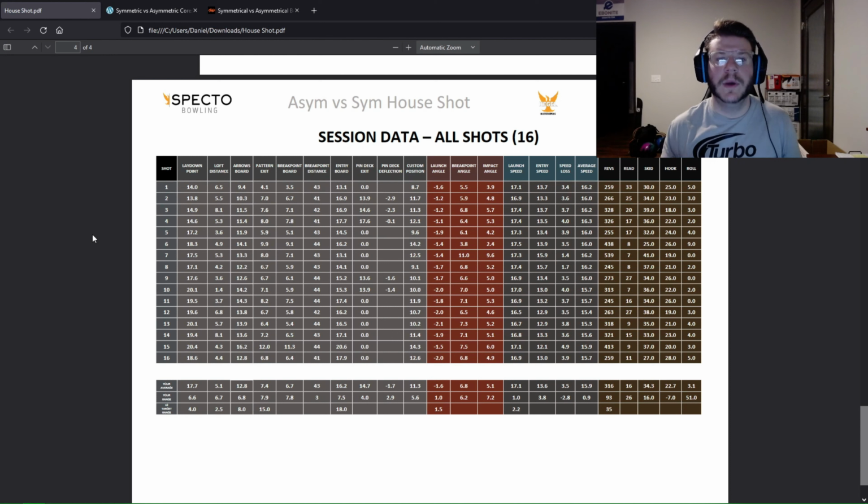My hope is that hopefully we can see some more data come out from manufacturers to show their interpretation of symmetric versus asymmetric cores, and just kind of gain an understanding underneath that.